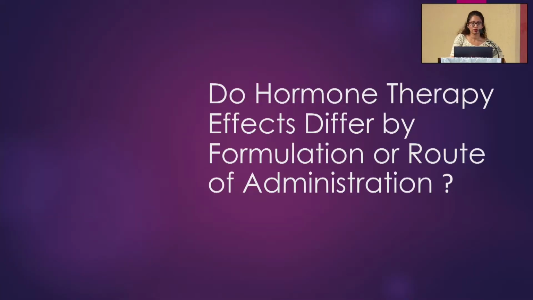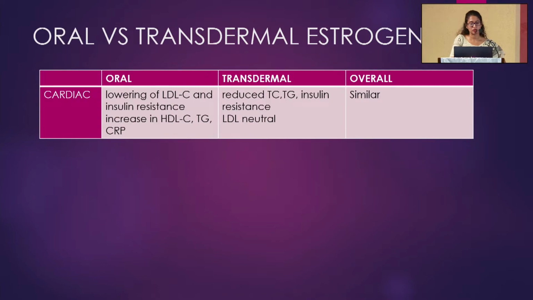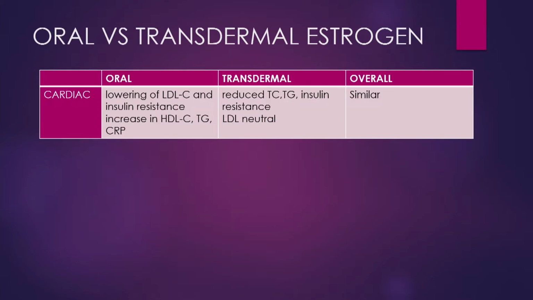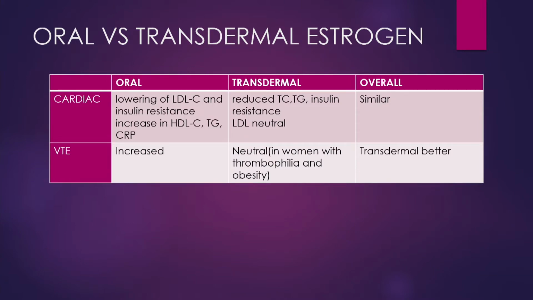Do hormone therapy effects differ by formulation or the route of administration? Yes, actually they do, quite a few. When we look at oral and transdermal preparations, the cardiac effects are more or less the same when we consider the overall cardiac outcomes, but the venous thromboembolism risk is much less with the transdermal approach. What happens is, when oral hormone goes through the liver, it induces hepatic protein production, which includes coagulation factors and multiple other proteins like sex hormone binding globulin and thyroid binding globulin. So this is the reason for increased thrombosis associated with oral prescription, but not the transdermal prescription.